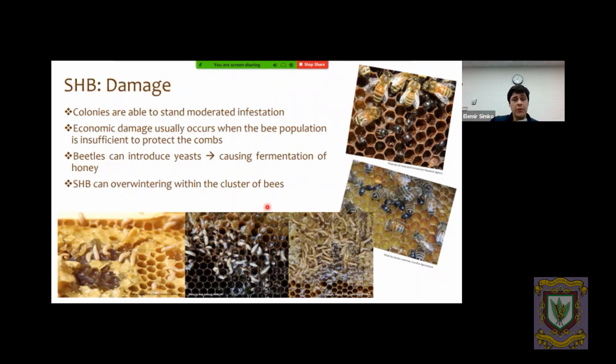And those animals are pretty interesting because they can use their antennae to stimulate the bees to feed them. They mimic drones, so they are quite used to doing this, and they are very good at merging with the bees within the cluster. They can overwinter together with the bees, and they can survive through the winters.